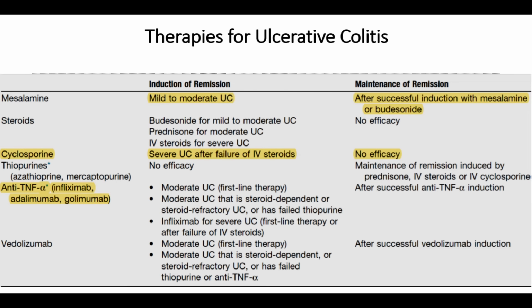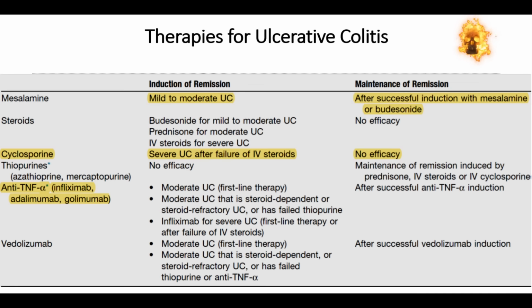Briefly, we have mesalamine, steroids, cyclosporins, thiopurines, anti-TNF alpha, that is tumor necrosis factor alpha, and vedolizumab. Mesalamine is used for mild to moderate ulcerative colitis for both induction of remission and maintenance. Steroids: mainly we use budesonide for mild to moderate ulcerative colitis, and prednisolone for moderate, and IV steroids are used for severe ulcerative colitis as we used in this patient. Cyclosporin is again for severe ulcerative colitis after failure of IV steroids, and both steroids and cyclosporin have no role in maintenance. They have only a role in induction of remission.